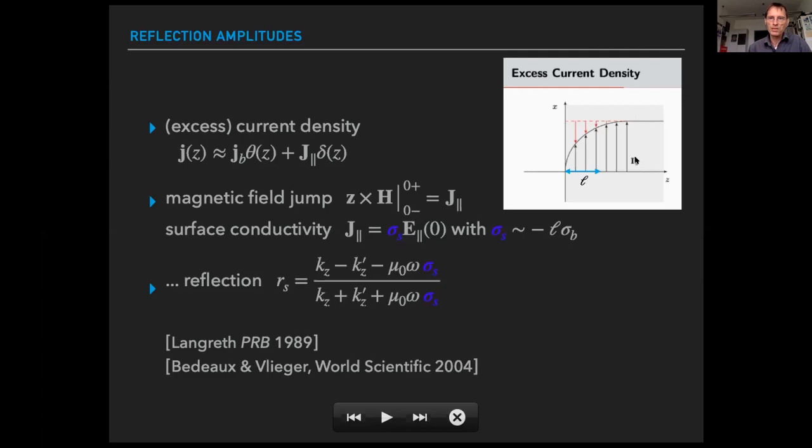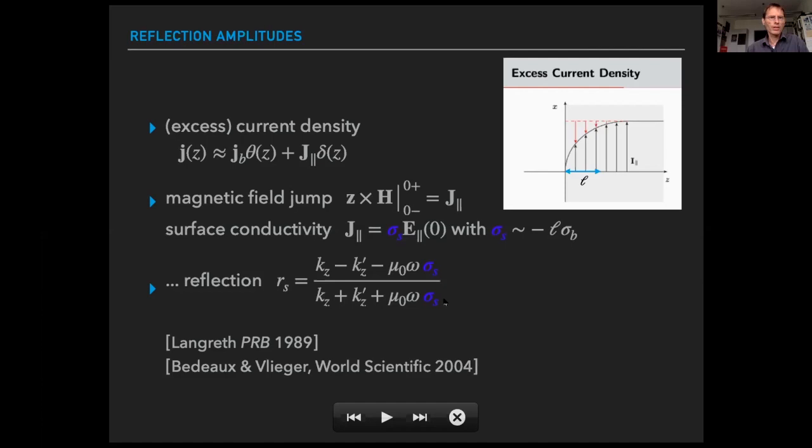In all cases, the electric field varies slowly, if you adopt a macroscopic picture, and this current's length scale is small. So a rough estimation would be that this surface conductivity scales with the bulk conductivity times the length scale, and because the current is missing, there's a minus sign here. And if you insert these boundary conditions into the standard matching rules for electromagnetism, you find this expression for the reflection coefficient. So the blue term here gives you a correction, which was not there before.